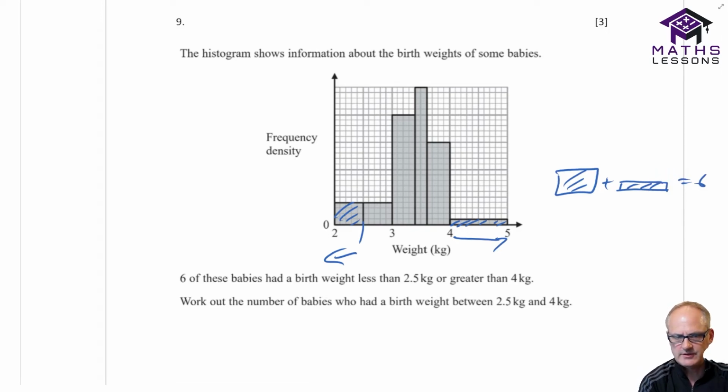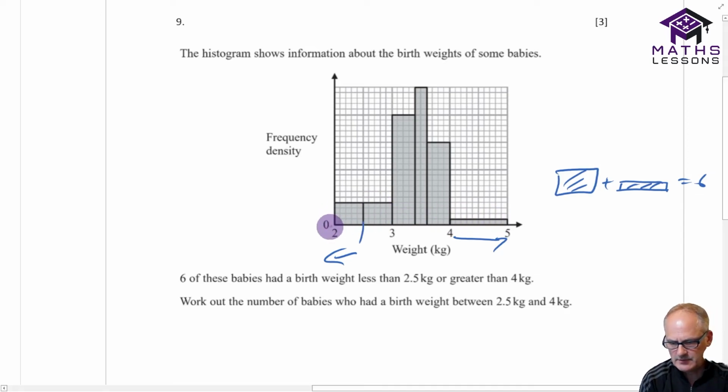Now the easiest way, I'm just going to rub them out again so it makes it easy for me to count the squares, is to do it by counting squares. So we can see this is 4 high by 5 wide, so that's 20 squares. And this is 1 by 10, so that is another 10 squares. So it's 30 squares equals 6. So 1 is going to be represented by 5 squares.